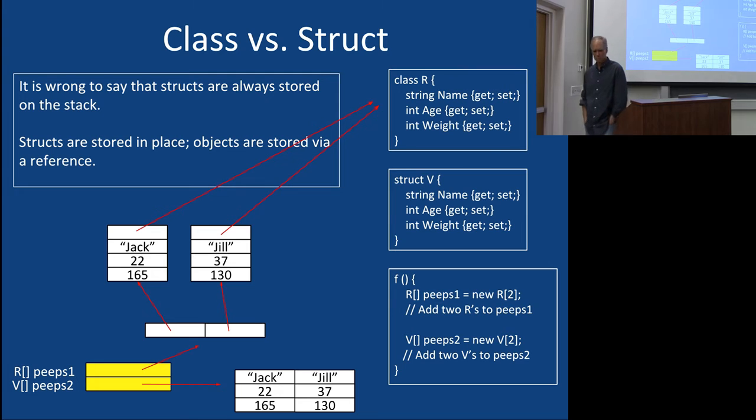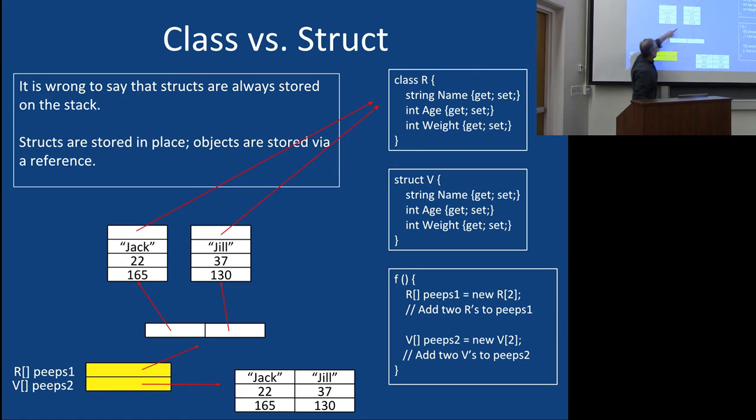If you created another R object with the same name as, like, Jack, would it point to the same string as the prior? Okay, so if I created a new array of length 2 and I added the same two objects, I didn't create new ones, I just took the objects out of peeps 1 and stored them into peeps 3, what would my picture look like? Here would be peeps 3. Where would the references go?